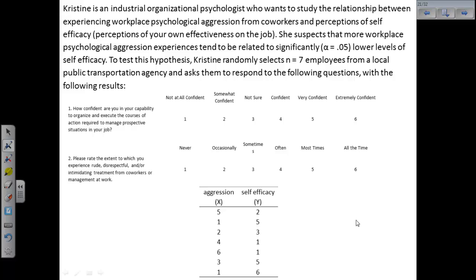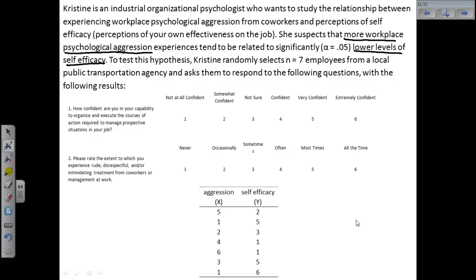Let's go ahead and do another example. So in this one, Christine is an IO psychologist who wants to study the relationship between experiencing workplace psychological aggression from coworkers and how individual employees feel about their own effectiveness on the job, so self-efficacy. And she suspects that more workplace psychological aggression experiences tend to be related to significantly lower levels of self-efficacy. So just looking at that, some key words here. More workplace psychological aggression tend to be related to significantly lower levels of self-efficacy.